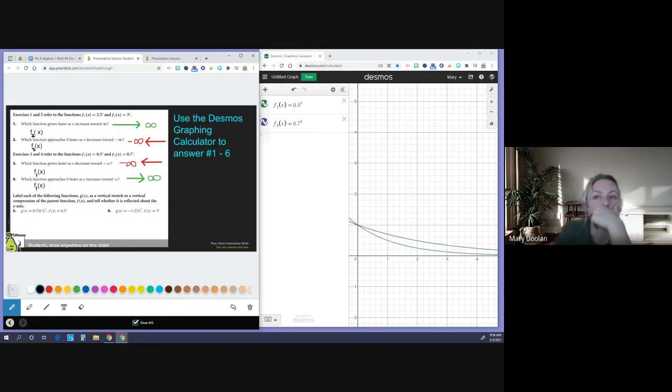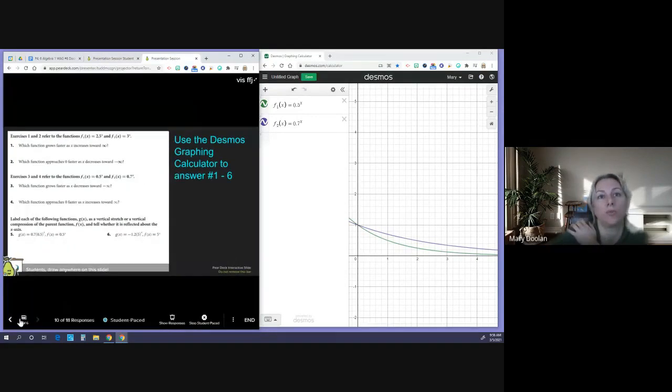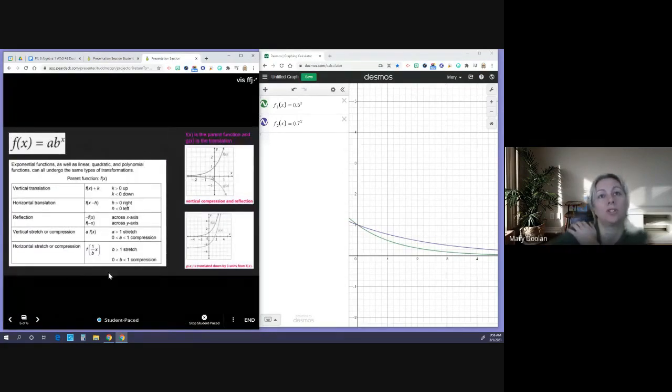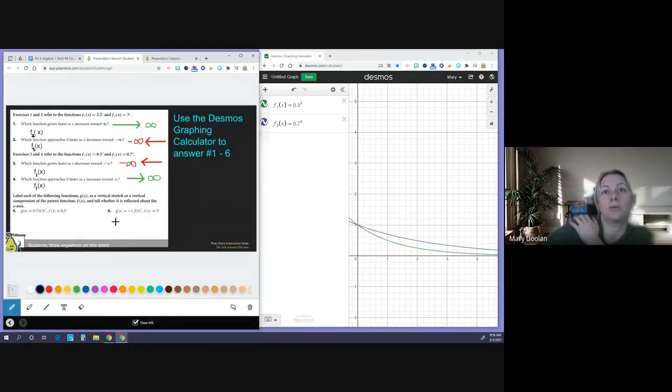For the last two questions, 5 and 6, it says label each of the following functions g of x as a vertical stretch or vertical compression of the parent function f of x, and tell whether it is reflected about the x-axis. You have two ways you can do this. You can type in both of these to see what it looks like, or you can go back to right here and just use these rules to see what would happen. That's the last thing you're going to be doing here, 5 and 6.